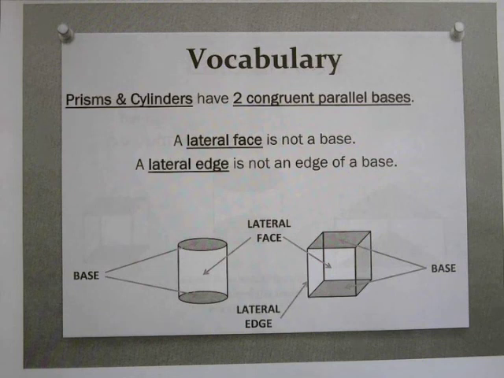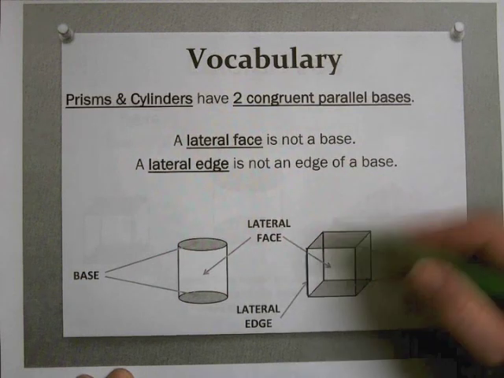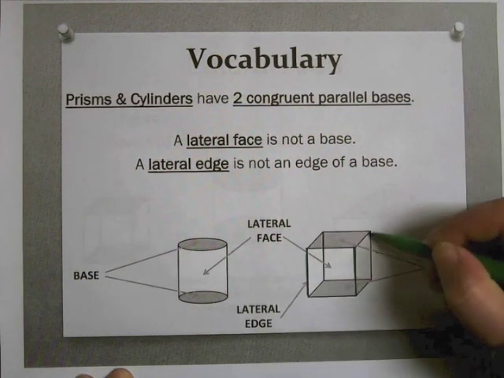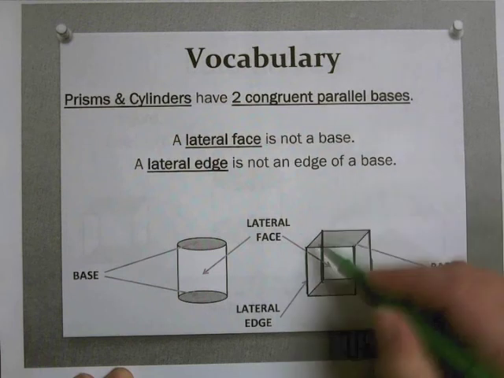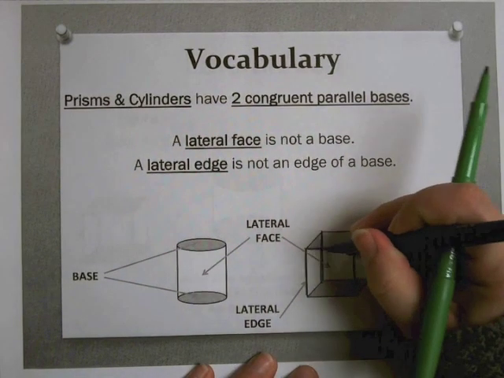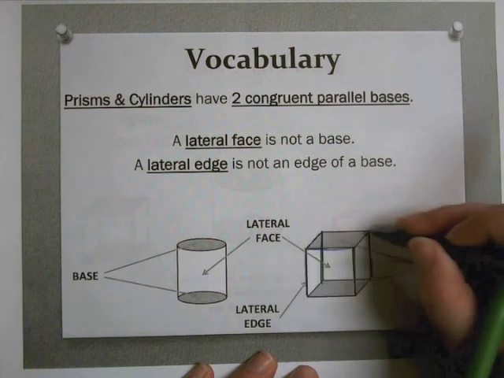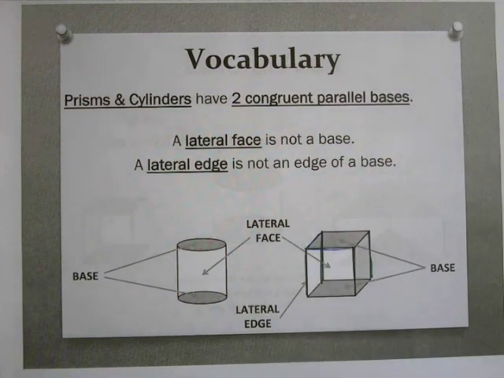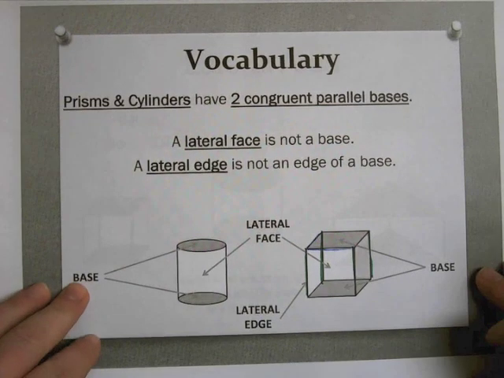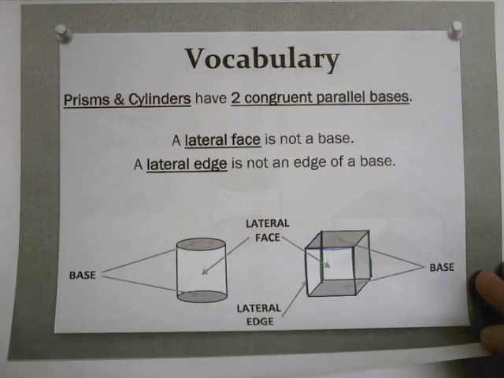A lateral edge is not the edge of a base. So our lateral edge has to be, like on this one, here on the sides. It cannot be one of these going horizontally, in this case this way, or one of these. So it can't be those. It can only be what's in the green. That's a lateral edge. Remember that for what we're going to do next.